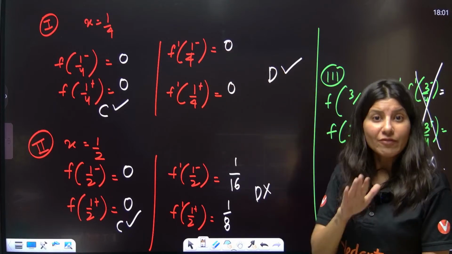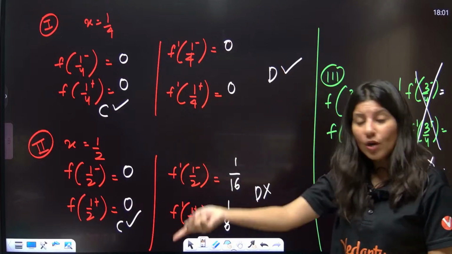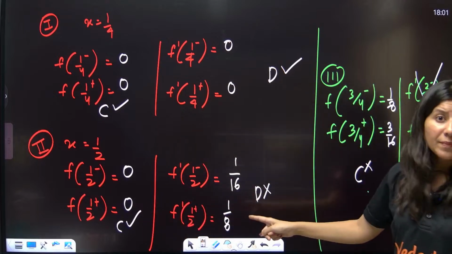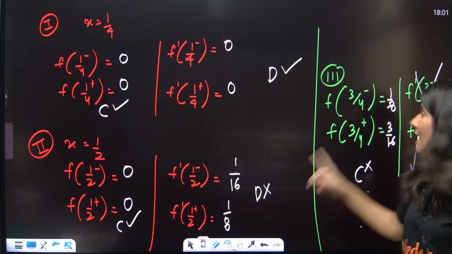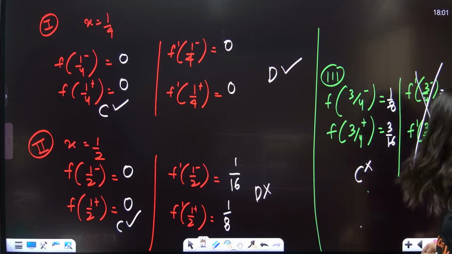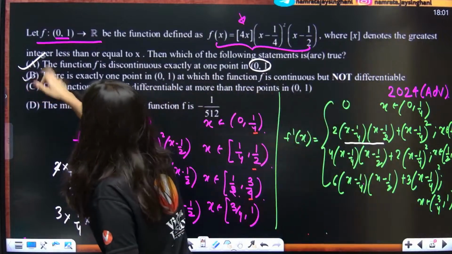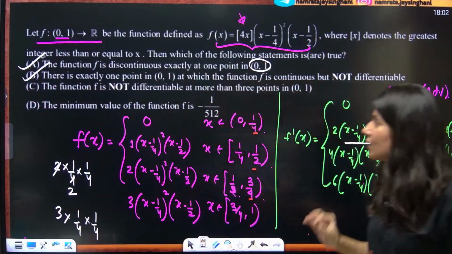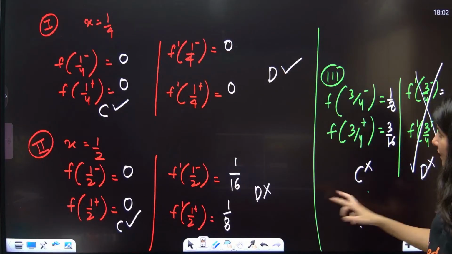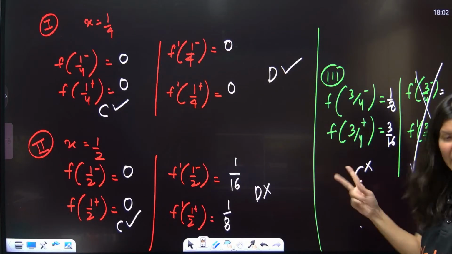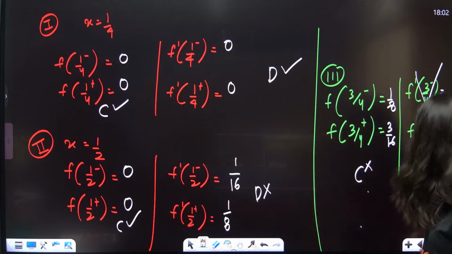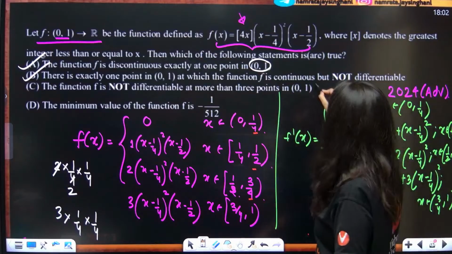I want a function to be continuous but non-differentiable. I think this is happening at x equals to 1. At x equals to 3 by 2, it is discontinuous. Okay. So continuity tick, differentiability no tick. Option B is absolutely right. Now the function is non-differentiable at more than 3 points. Actually, the function is non-differentiable at exactly 2 points. More than 3 is incorrect. So that is why option C is absolutely incorrect.